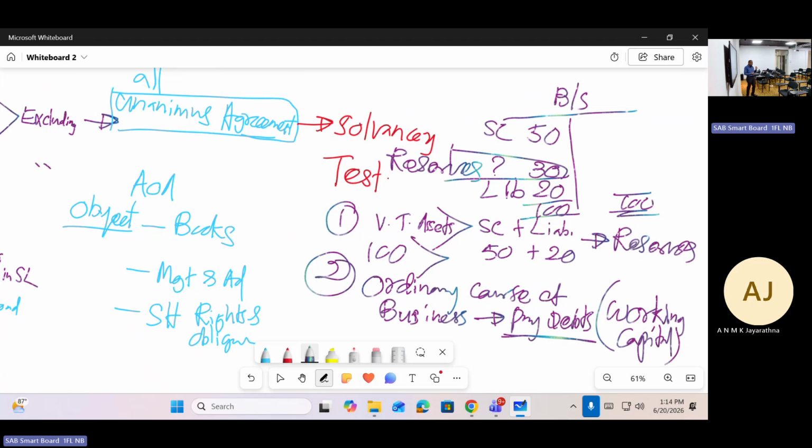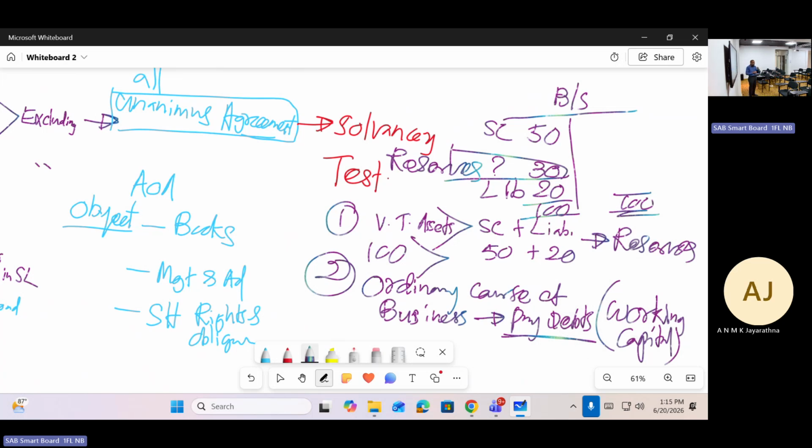The first condition is fulfilled. And the second one is, right, the value of the total assets is greater than stated capital and liabilities. It means we have to check whether the company has reserves. That is the second condition. So if these two conditions are fulfilled, then the company is able to meet the solvency test. Then the company can make this, it is regarding private companies.